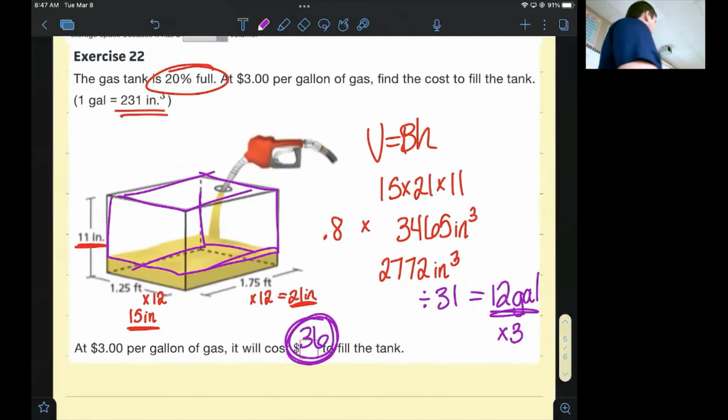That was a lot of steps. That was converting feet to inches, step 1. Step 2, finding the volume. Step 3, finding 80% of the volume. Step 4, finding how many gallons that is. And then step 5, the cost of those gallons, ultimately leading us to paying $36 to fill that gas tank.